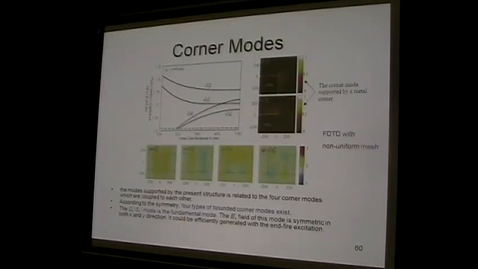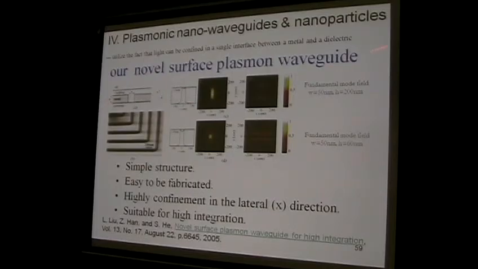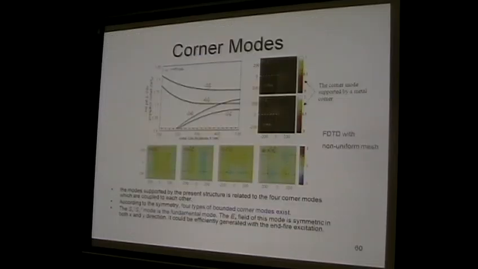And you may think, what about shrinking the slot even smaller, to like 10 nanometers? Can I still have the light well confined around the center for a waveguide spot size of only 10 nanometers? And the answer is no, you cannot do that. Why? This is the reason.